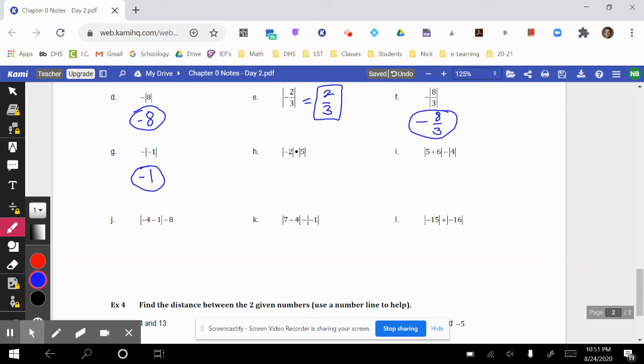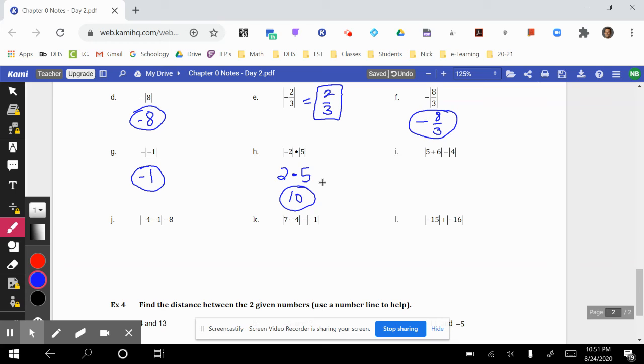All right, so now we're going to perform some operations with absolute value. Again, always take care of what's inside your absolute value bar. So we get the absolute value of -2 is just +2, times the absolute value of 5, which is 5. So now I'm just dealing with 2 times 5, which gives me 10.